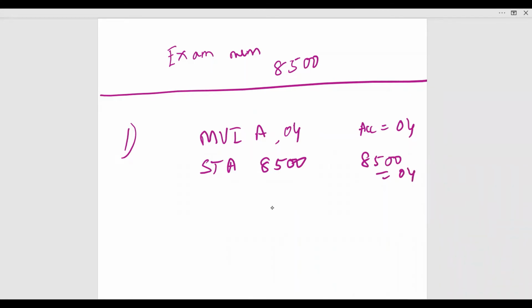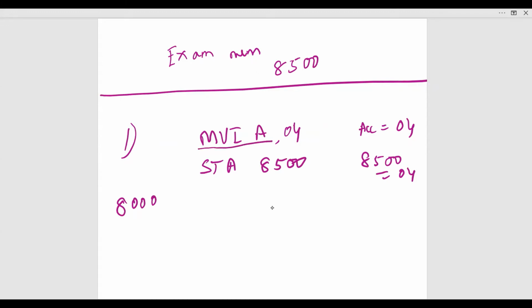Now, how to write the assembly language program and how to upload and execute the program, I'll tell you. So start with some memory locations. I'll consider 8000 as the memory location where I'm going to write the opcodes and upload the data. So starting is 8000. As I told you, MVI A,04 is a 2-byte instruction, so it occupies two memory locations, 8000 and 8001.